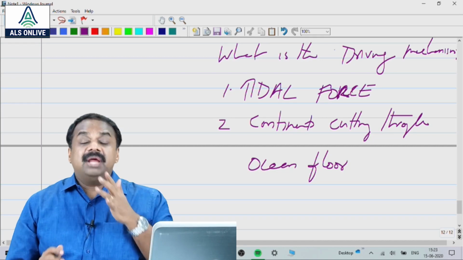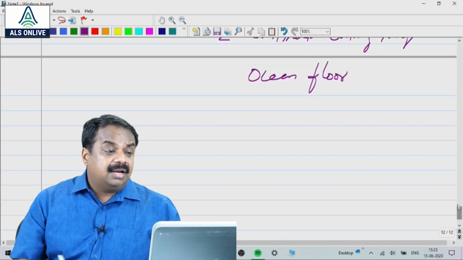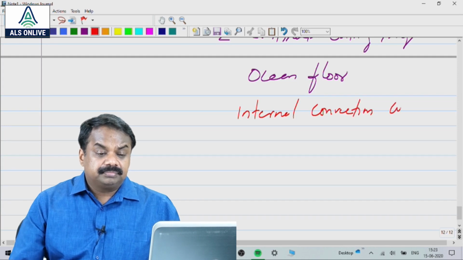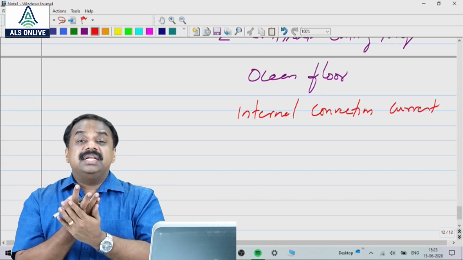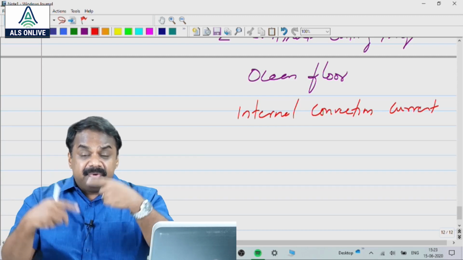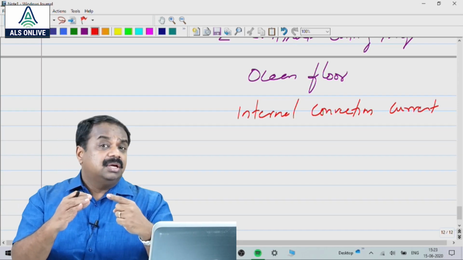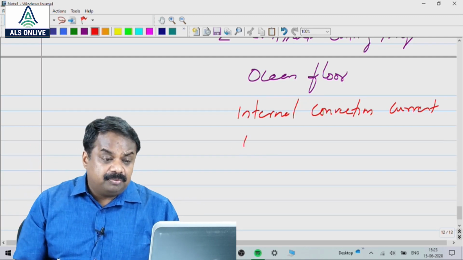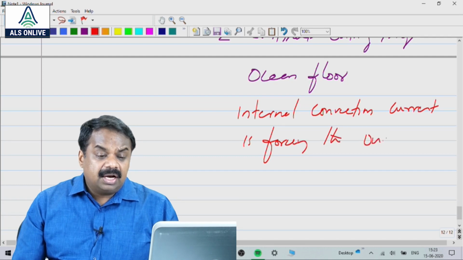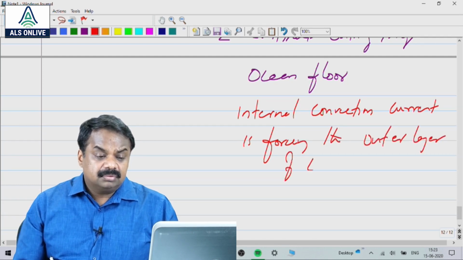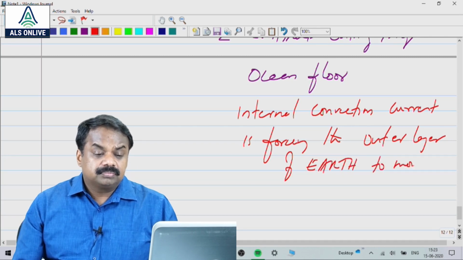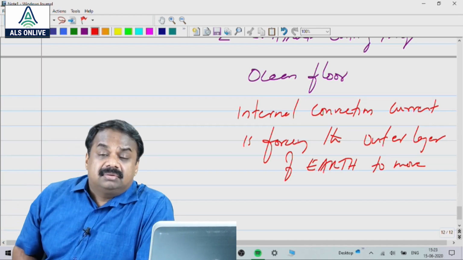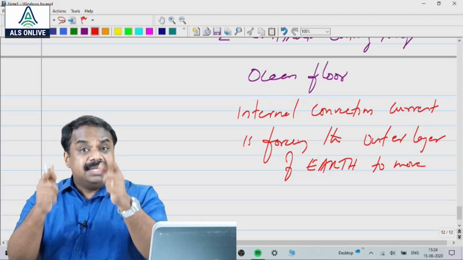Today we know that this driving mechanism, the continents are moving because of the internal convection current. There is a lot of heat energy in the interior. The mantle, there is convection current in the mantle. This convection current is forcing the continents to move, or rather the upper layer of the earth to move. The convection current is forcing the outer layer of earth to move. We know it today because the heat energy in the interior of the earth is forcing the outer layer to move. But at that time there was no such understanding.